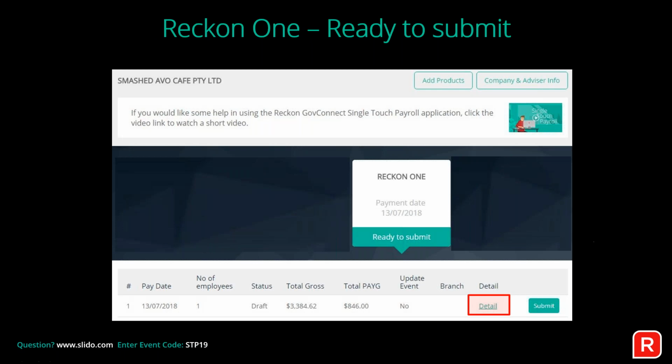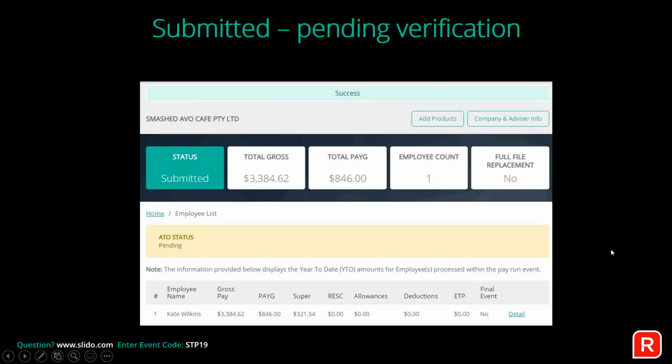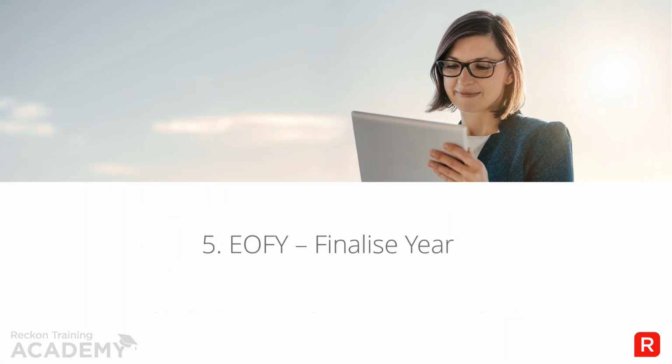With Reckon One, when you open up GovConnect, you'll see your latest pay there immediately waiting in draft status. You can either click on submit straight away to send it off to the ATO, or you can click on details to see the details of the pay run and of the employee if you so wish. Okay, so that completes your processing of your STP for your particular pay run.